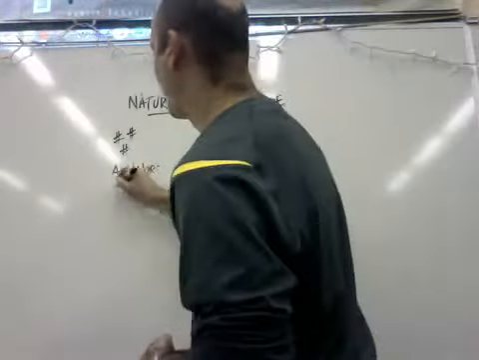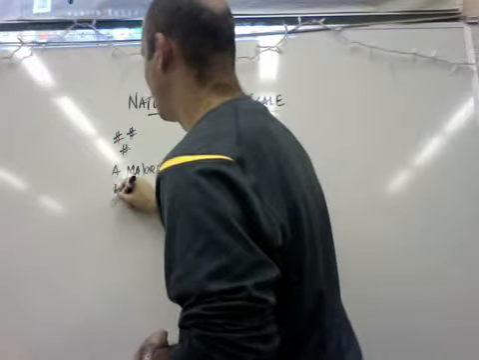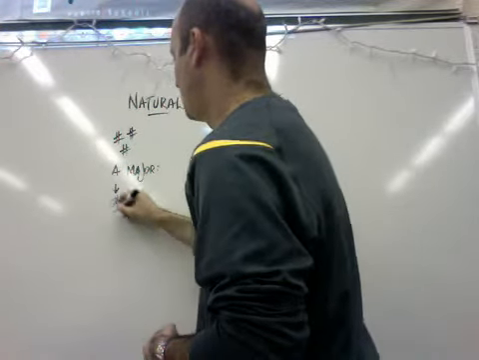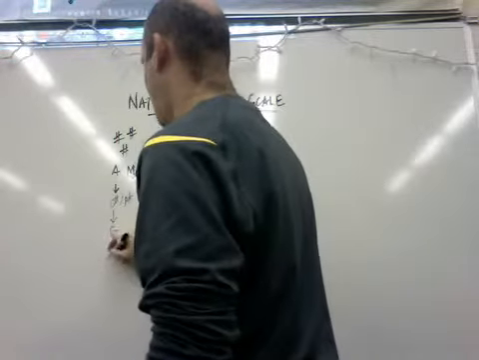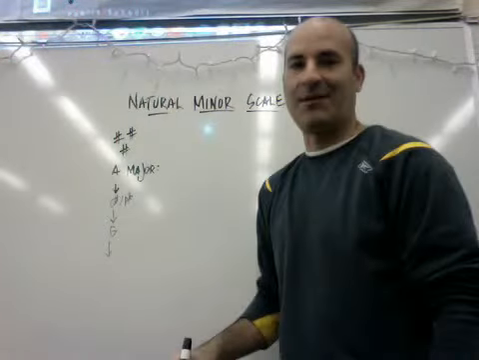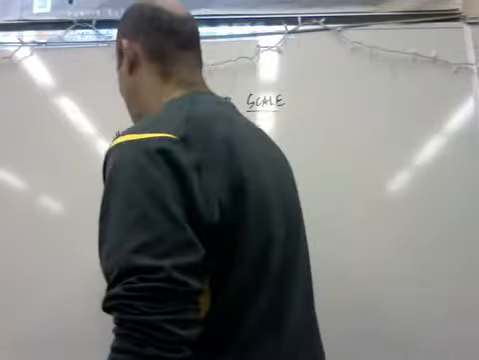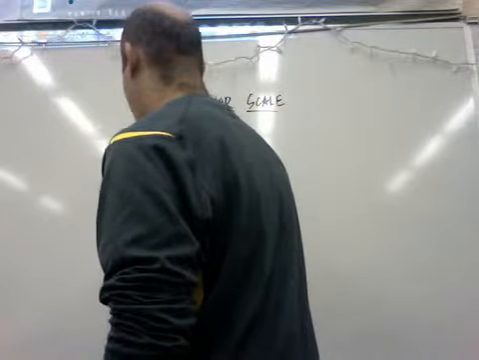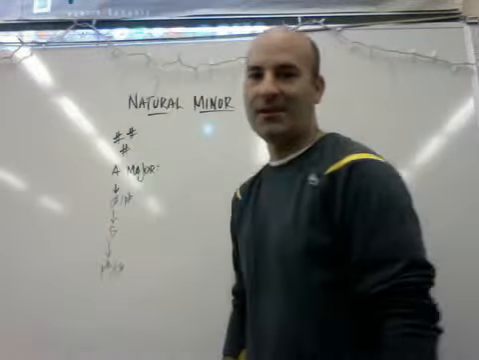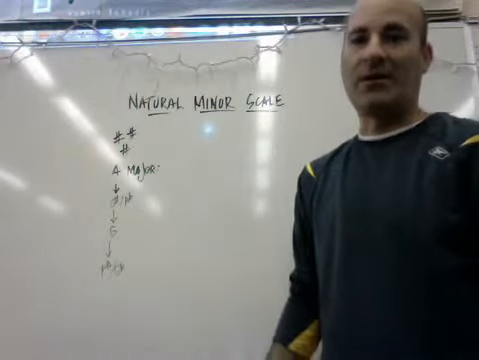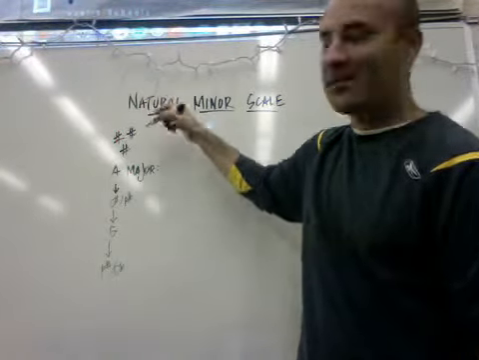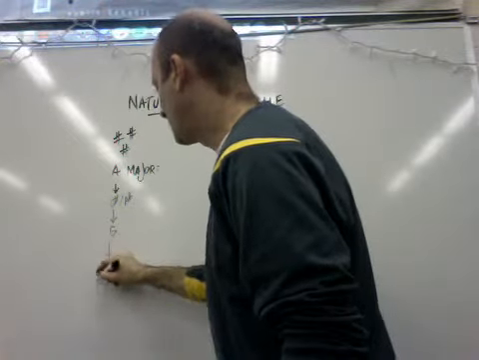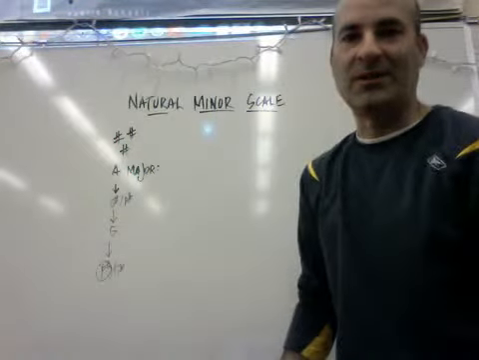So A down 1 half step takes us to either G sharp or A flat. Down a second half step takes us to G, and then down a third half step, in this case, takes us to either F sharp or G flat. So this is a situation where we do need to check with our key signature, and because we have sharps in the key, we're going to choose the sharp option between the two.